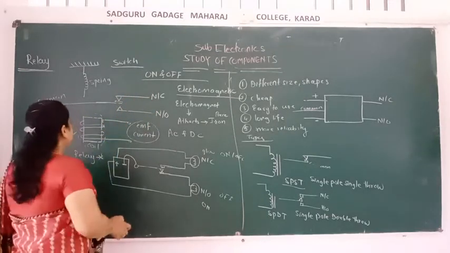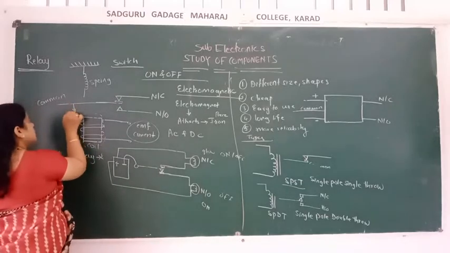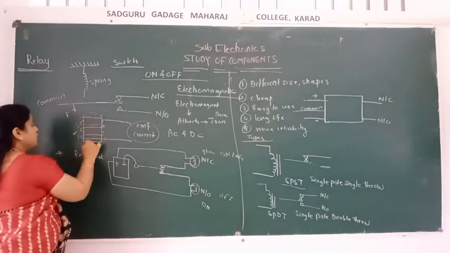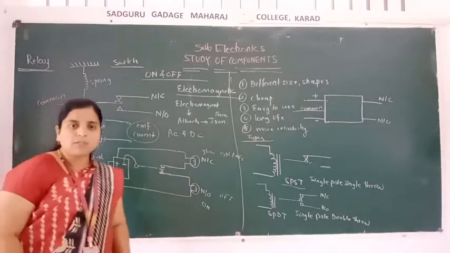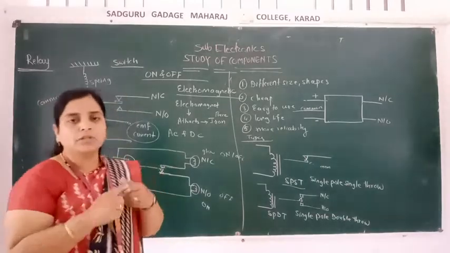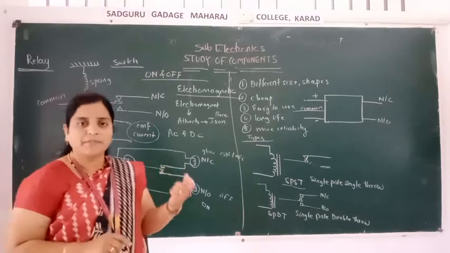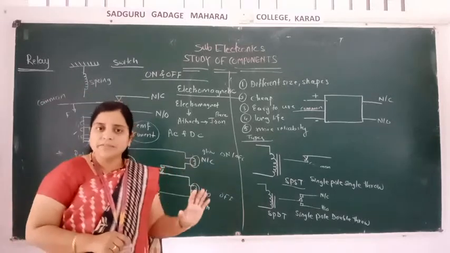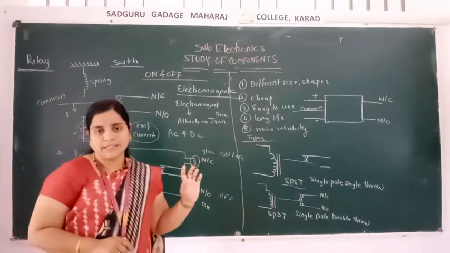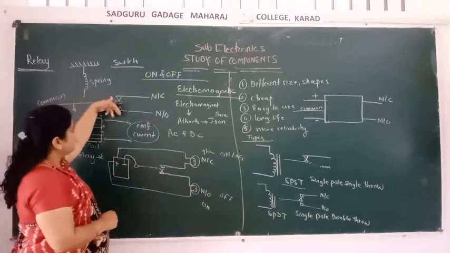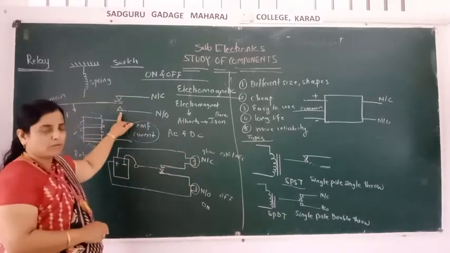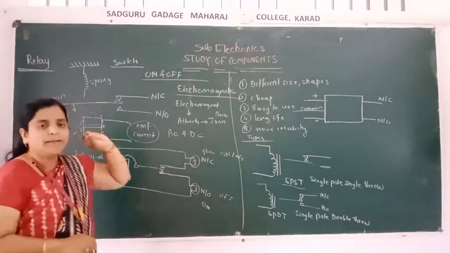Because this will attract down because of the force, because electromotive force is produced. Electromagnetic field is produced across the coil, and because of that electromagnetic field EMF is produced, and if EMF is produced there is always current flow, and because of the flow of current this component will be touched to this normally closed. So this is simply a switch.